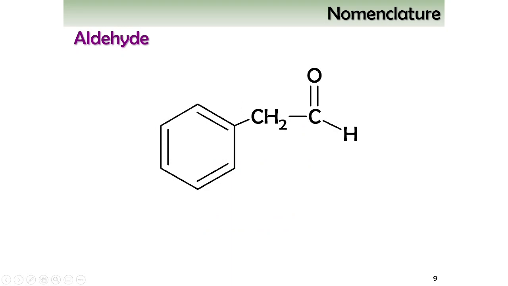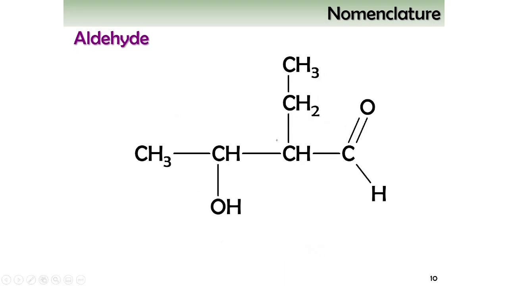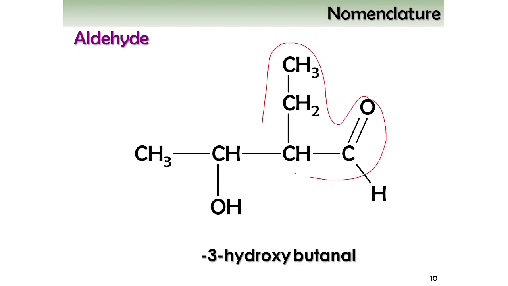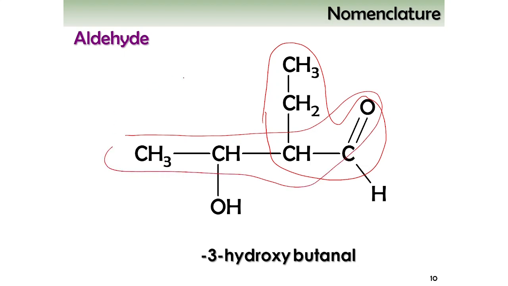Okay, this one, 2-phenylethanal earlier, right? What about this one? The longest chain. You need to be careful, because the longest chain might be this one, or it can be this one. So let's count the number of carbons. 1, 2, 3, 4. And 1, 2, 3, 4. So you have 2 identical structures which have 4 carbons.